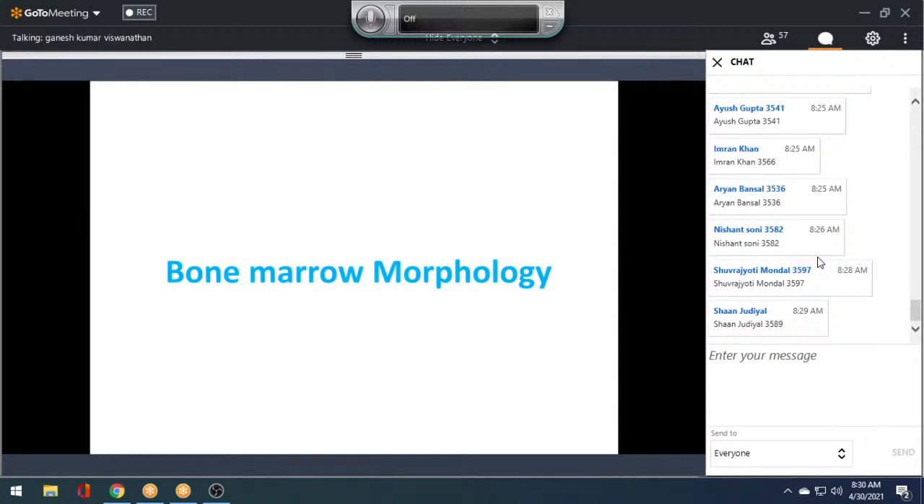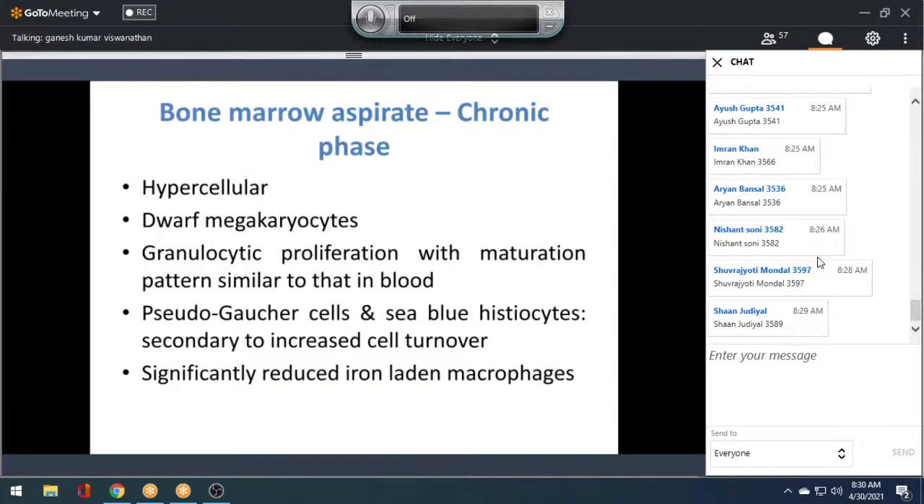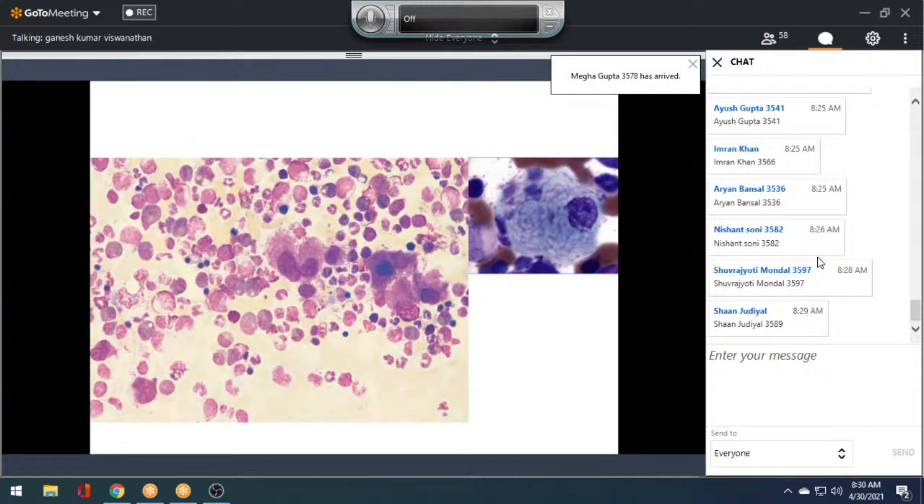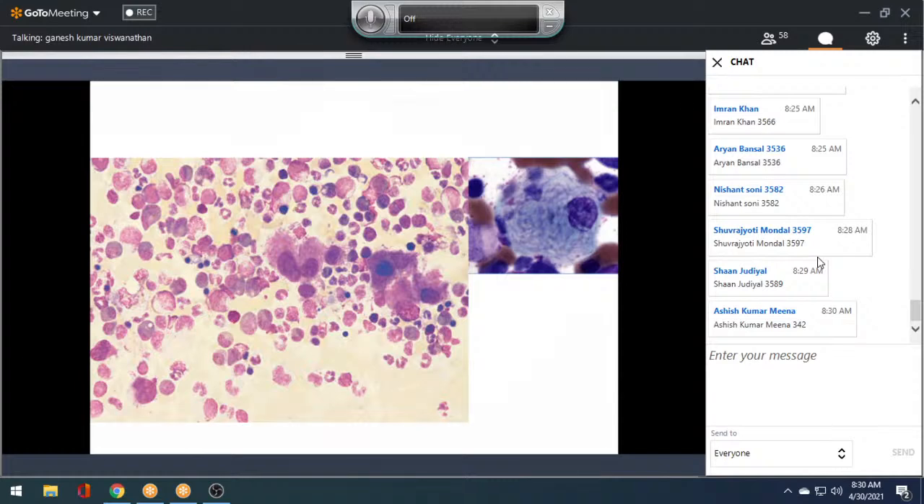We do bone marrow biopsy to see certain morphological features. So we'll go to the picture itself. What happens in the bone marrow? In bone marrow, you can see a lot of cells. It's a very hypercellular marrow here. Normally we have fat spaces in bone marrow, but here it is just bone marrow cells everywhere.